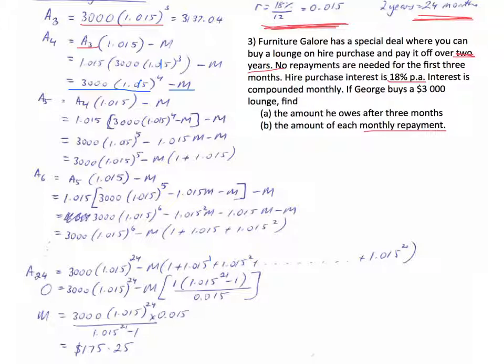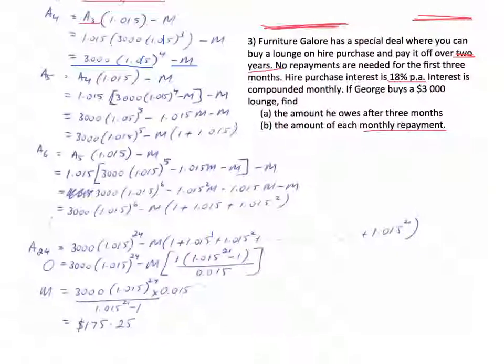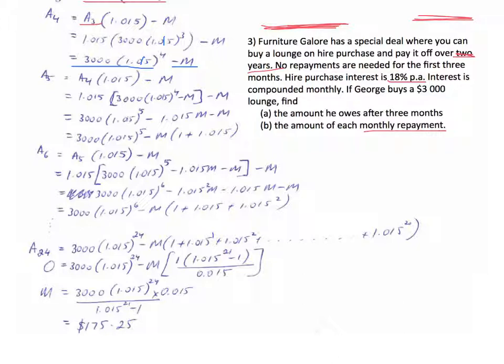And we're just going to, maybe have I cut that off? Let me see if I can move it up. There is the final answer. So just putting that in your calculator, 175.25 is the amount of each monthly repayment.